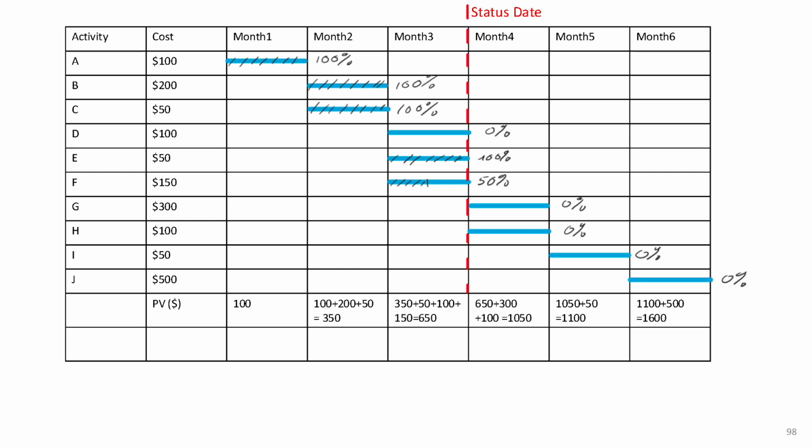Now, let's calculate the earned value at the end of each month. By the end of month 1, only activity A is complete. Since it's 100% done, we earn its full budget, which is $100. In month 2, both B and C get completed. B is worth $200 and C is worth $50. Add that to the $100 from month 1, and the total earned value by the end of month 2 is $350.